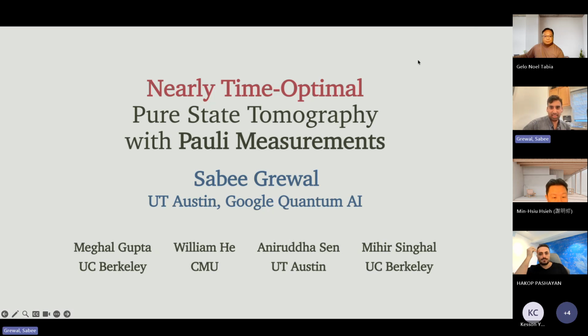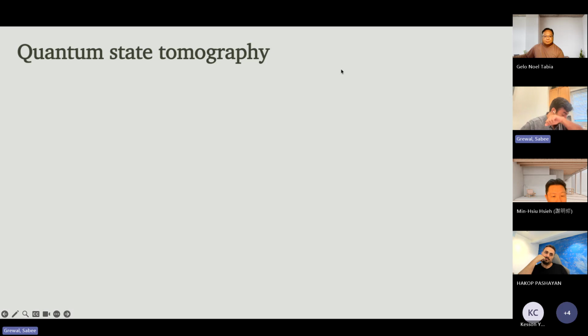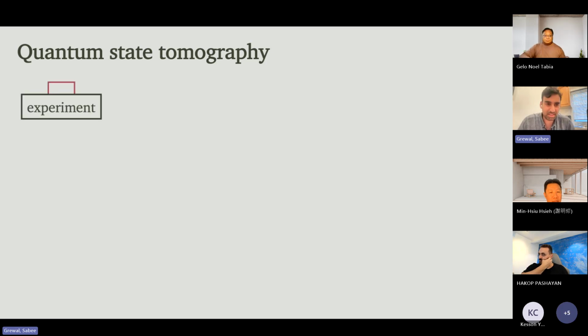So to start off, I wanted to make sure we're all on the same page and just tell you about the problem we're going to be thinking about for this talk. It's the quantum state tomography problem. The setup is that we've written some code on a quantum device, or we have some experimental apparatus or something, just some black box process where we can press a button and it will produce some unknown quantum state for us, some unknown state rho.